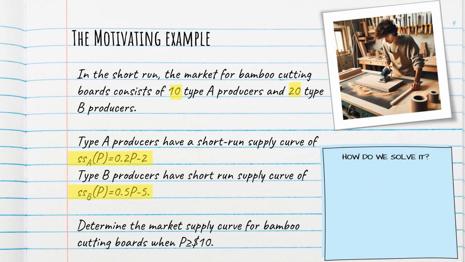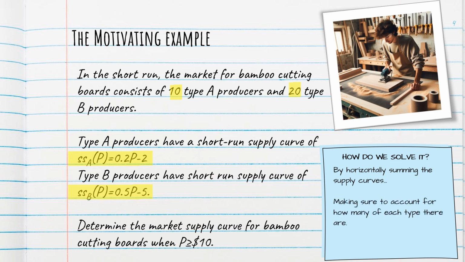How are we going to solve this question? It's really just a matter of horizontally summing the supply curves, which means fixing price and adding quantity. But we do have to make sure to account for how many of each type there are. So we'll weight the supply of type A producers by the number of producers, and we'll weight the supply of type B by the number of type B producers, and then we'll add it all up.